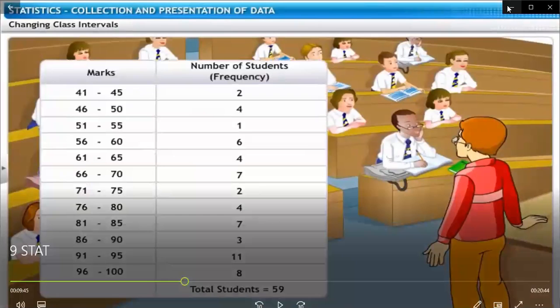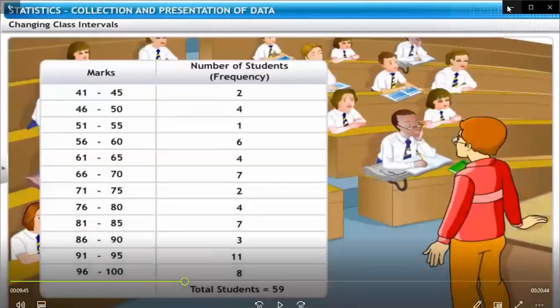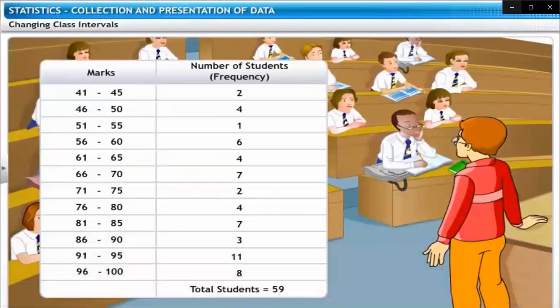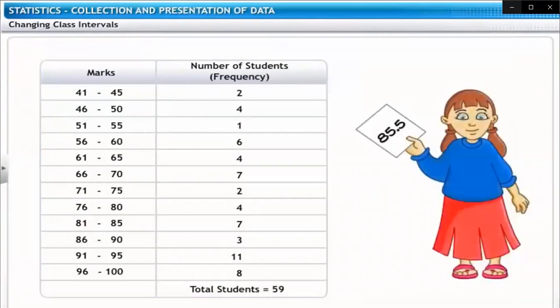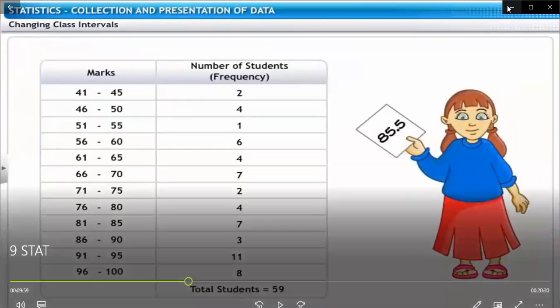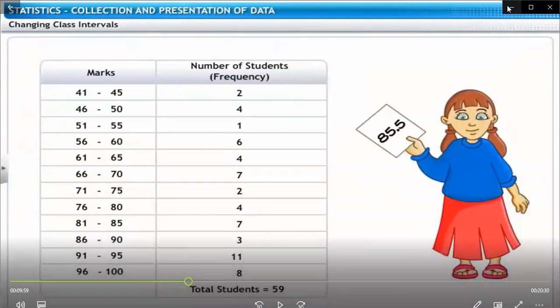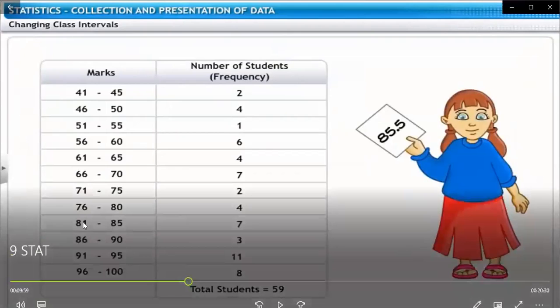For example, in a given examination, the marks obtained by various students, where the total number of students in the class is 59. The marks obtained by the students are given in ranges, the first class interval being 41 to 45, and the class size is 5. The number of students who scored marks in this range is given here. Suppose one student got 85.5 marks. If you observe this table, there is no class for the mark 85.5, because in the last class we are getting 81 to 85.